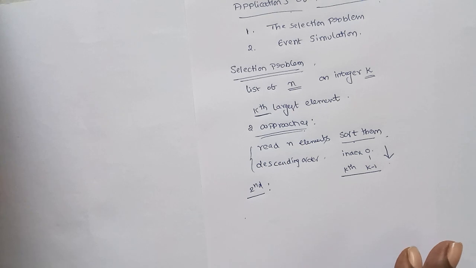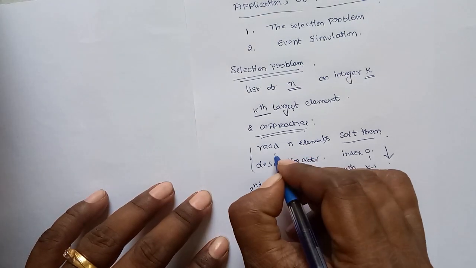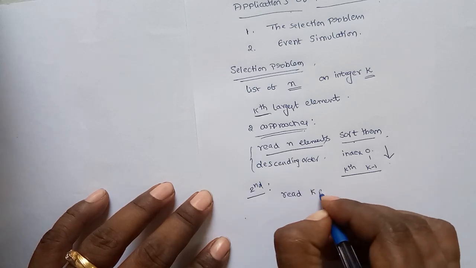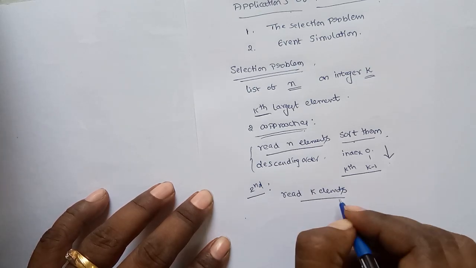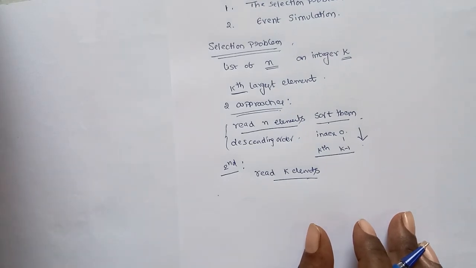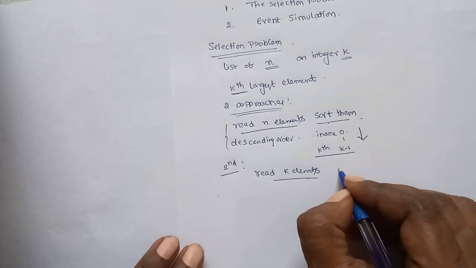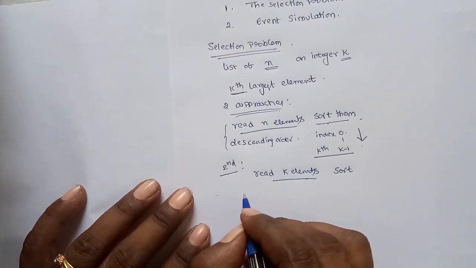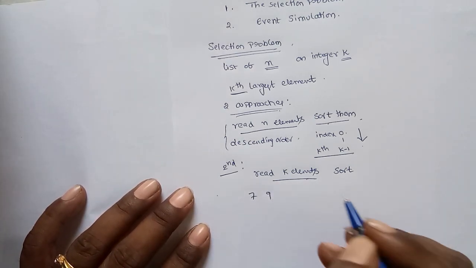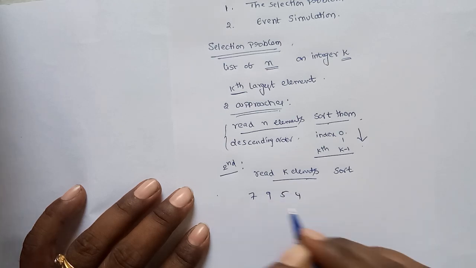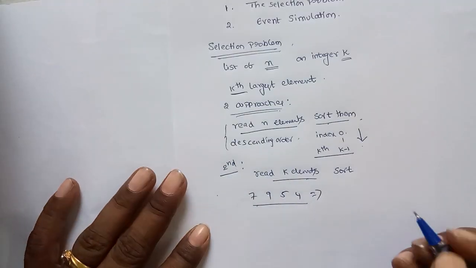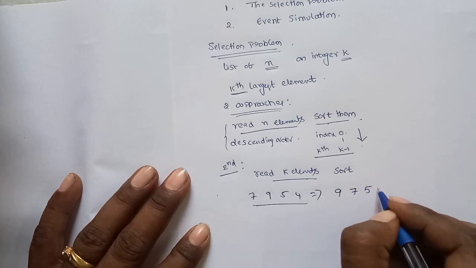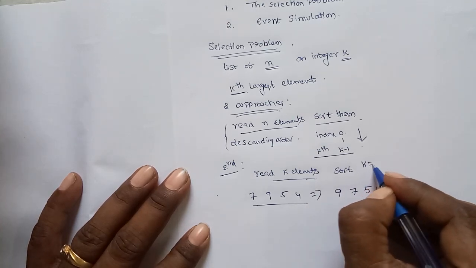Another approach is, instead of reading n elements, we read only k elements into the array and perform a sort operation. For example, assume the k elements are 7, 9, 5, 4. After reading, I perform a sorting operation: 9, 7, 5, 4. For example, my k is equal to 4.